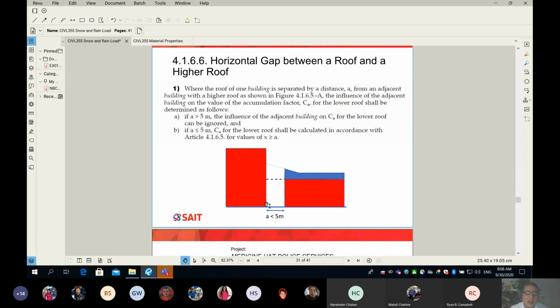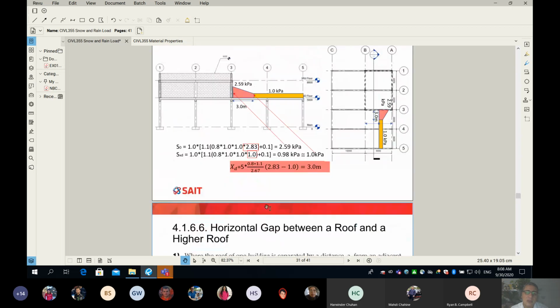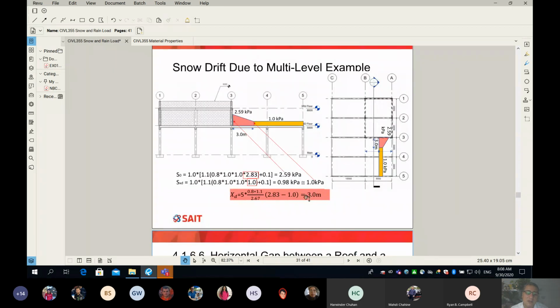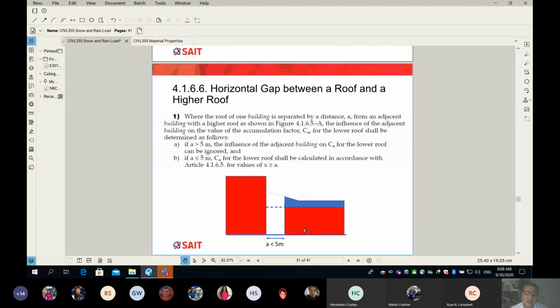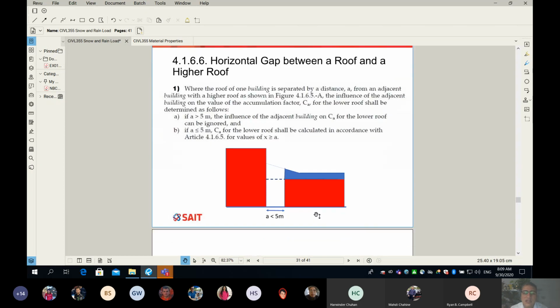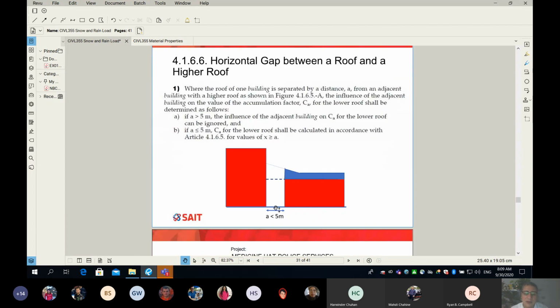How about if the distance between the two buildings, or the gap, is less than a, and also less than XD? Remember, let's say for example 4 meters, and we have the same scenario as the last example. You guys remember that we got XD equal to 3 meters. So as soon as your little building is after 3 meters, the lower roof will get no accumulation from the high roof. But what if the distance is 1.5 meters? This means it is less than 5. So as per the code, I have to take into consideration the drift, and also it is less than XD.